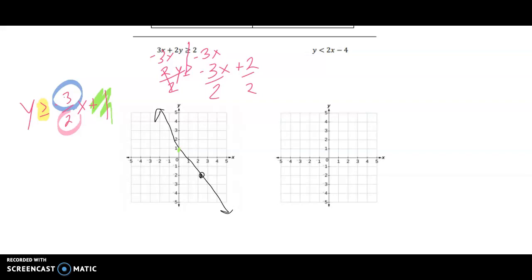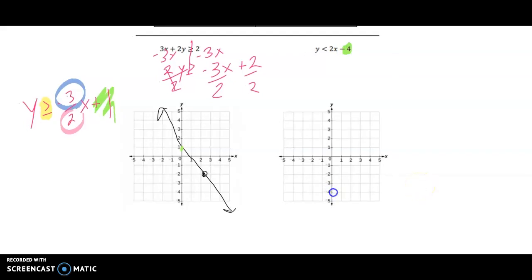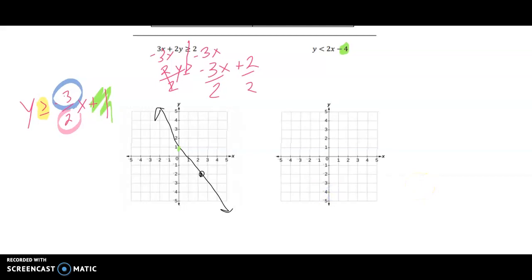Let's move on to the second example. Y is less than 2x minus 4. It's already in slope-intercept form. It's got that beautiful y equals mx plus b. So let's start by isolating that y-intercept. That's a negative 4, so we're going to drop it at the y-axis, and we have a negative 4. Maybe it's because I'm not doing it the way it wants me to do it.